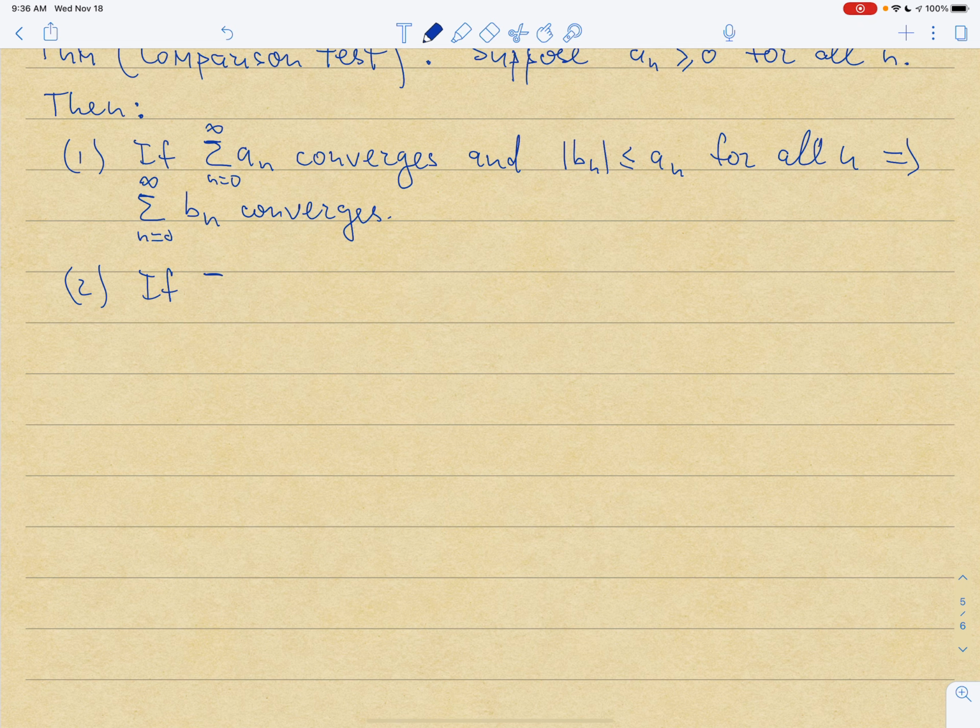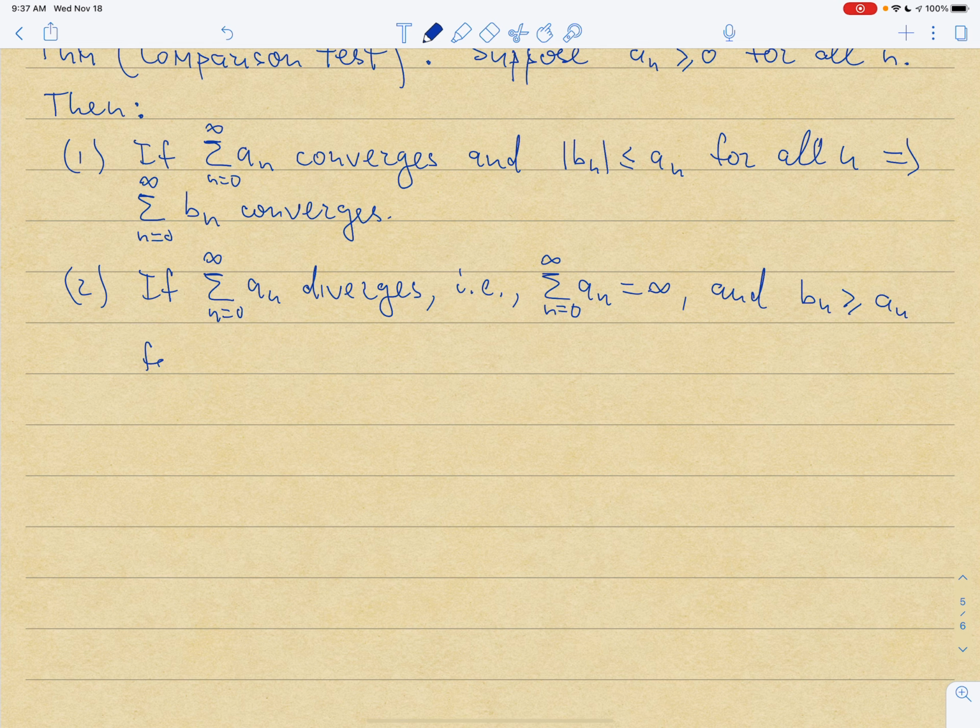if, again, the series of an's diverges, right, that is, the series from 0 to infinity of an is equal to infinity, and bn is greater or equal than an for all n, so then the series of bn's also diverges.